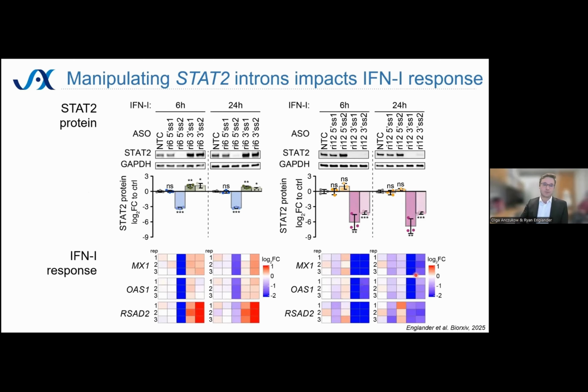So in the ASOs that increase STAT2 protein expression, namely RI6 3'SS1, we see an increase in the expression of 3 interferon-stimulated genes, MX1, OAS1, and RSAT2, at both 6 and 24 hours post-interferon stimulation. By contrast, the ASO that leads to a decrease in STAT2 protein expression, RI12 3'SS1, leads to a sustained reduction in interferon-stimulated gene expression at both 6 and 24 hours, indicating that ASO actually reduces the ability of lung adenocarcinoma cells to respond to interferon.